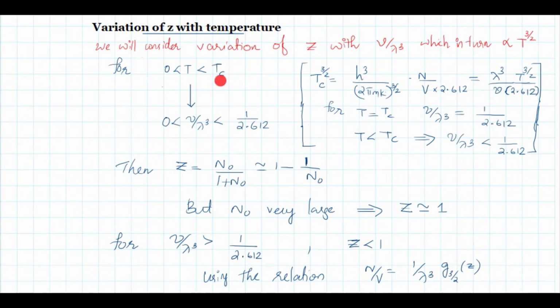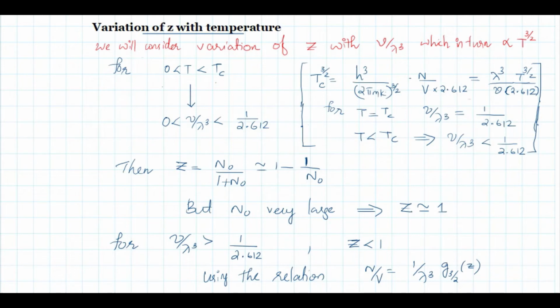When T equal to Tc, what is the value of V by lambda cube? In order to calculate that, you consider the expression for critical temperature. Tc raised to 3 by 2 is (h cube divided by 2 pi mk) raised to 3 by 2 into n by v into 2.612.